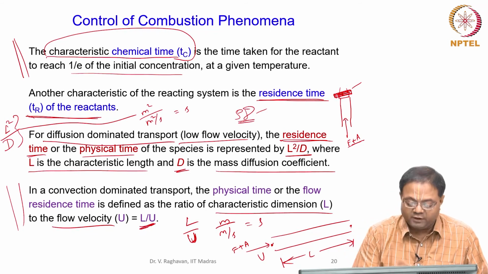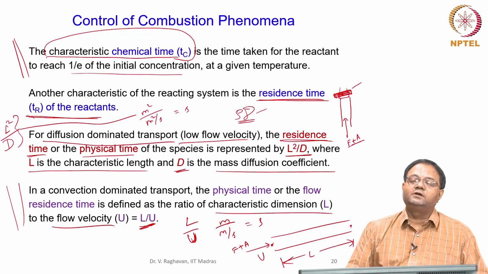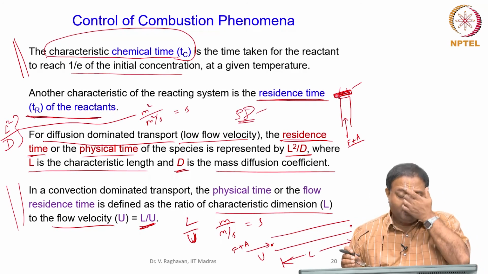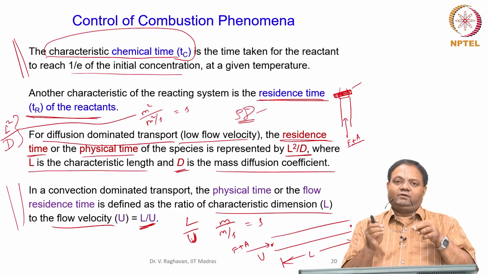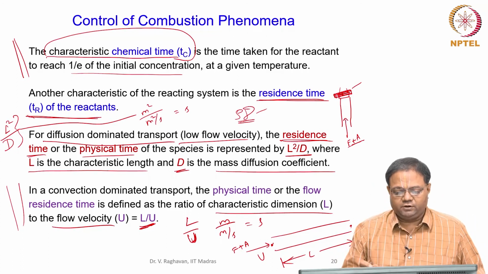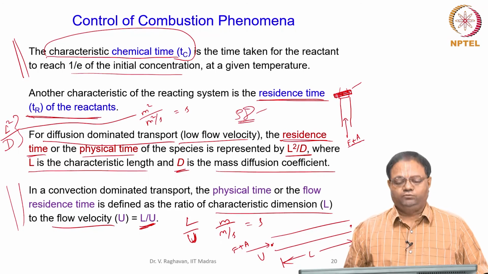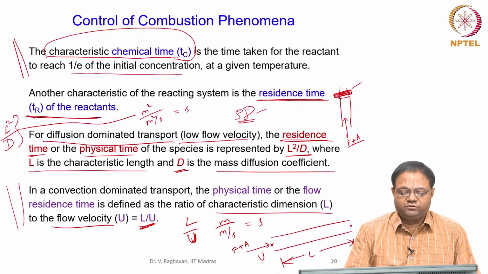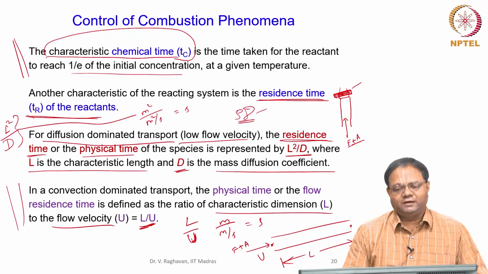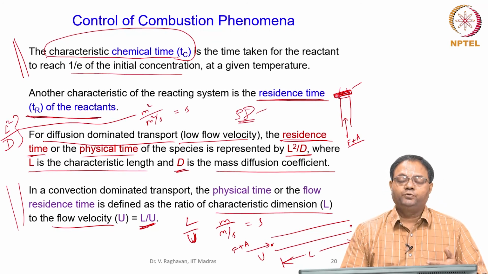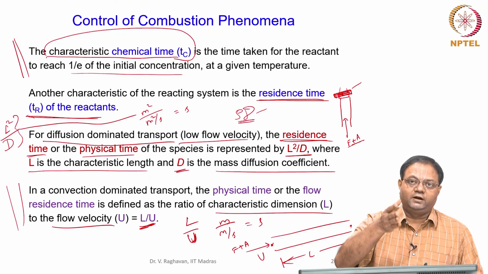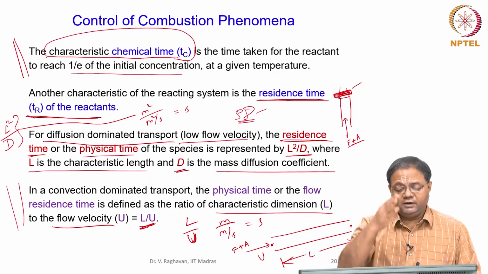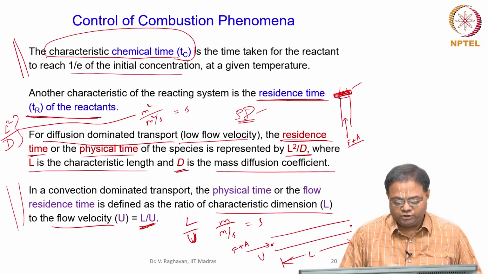So, this is convection dominated transport. Physical time or residence time is defined as the ratio of the characteristic dimension L by the average flow velocity u. These are the time scales which we need to understand. The chemical time scale, which is dependent on the reaction rates, is one of the time scales. It is the time from the start of the initial reaction, where the reactant concentration is A suffix naught, until it reduces to 1 by e of the initial concentration.